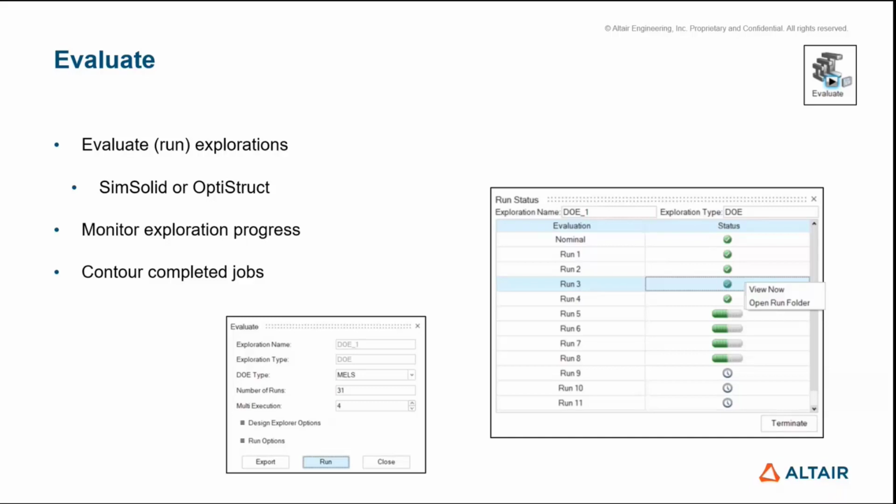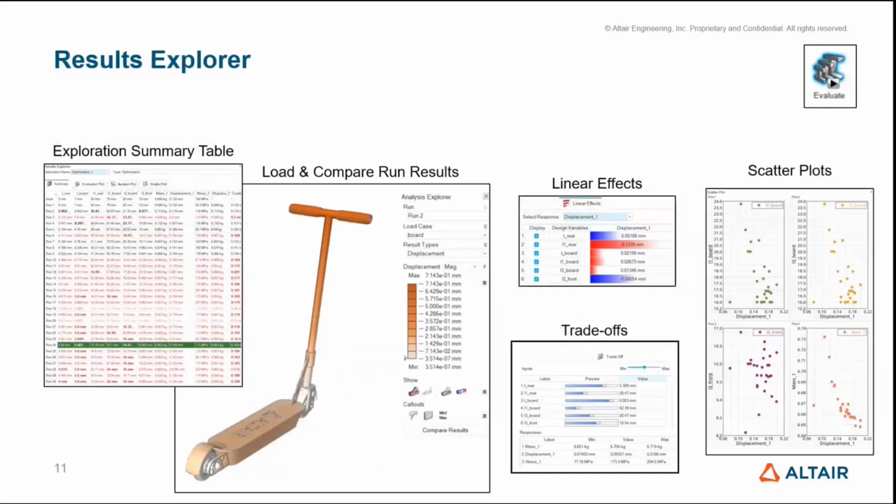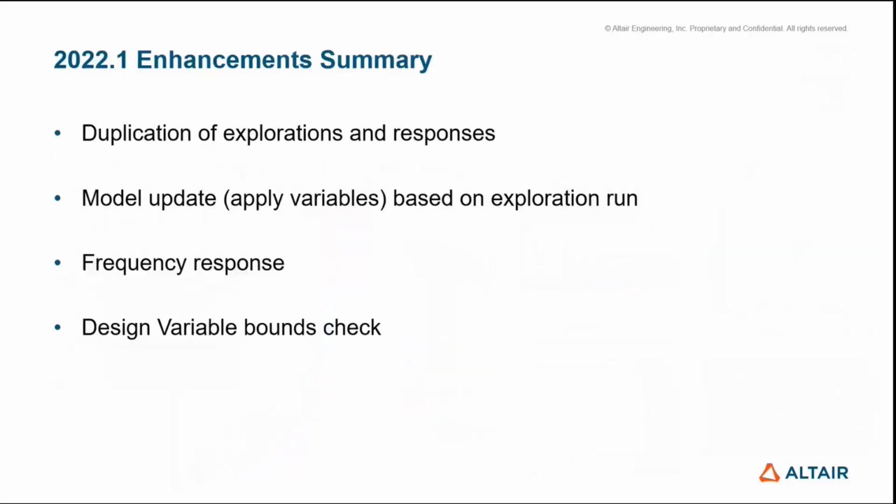And then the last point, Results Explorer, which is a tool also in HyperWorks Design Explorer, where we just have all of our post-processing tools. So things like summary tables, loading and comparing run results and contours and animations, linear effects, trade-offs, and scatter plots. And I'll touch on some of this in a demonstration.